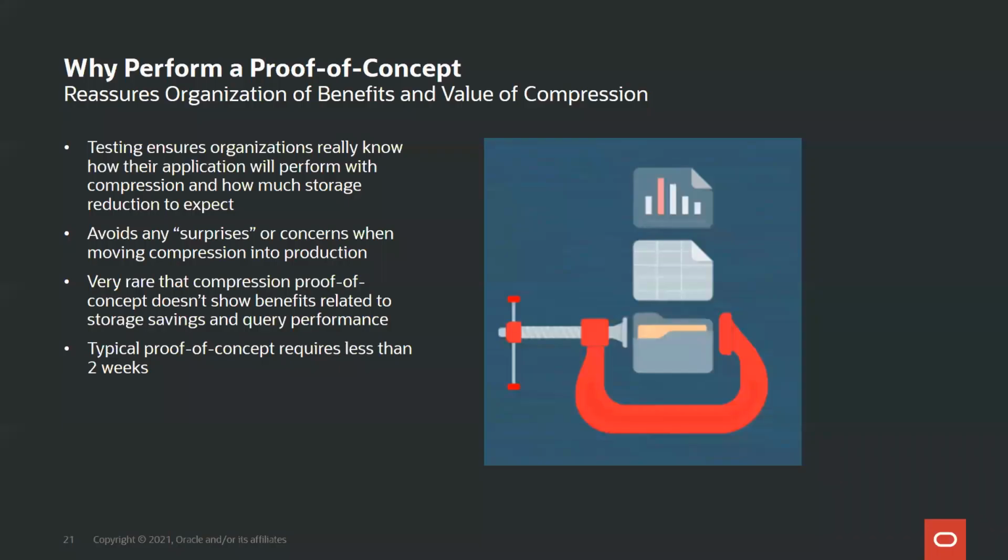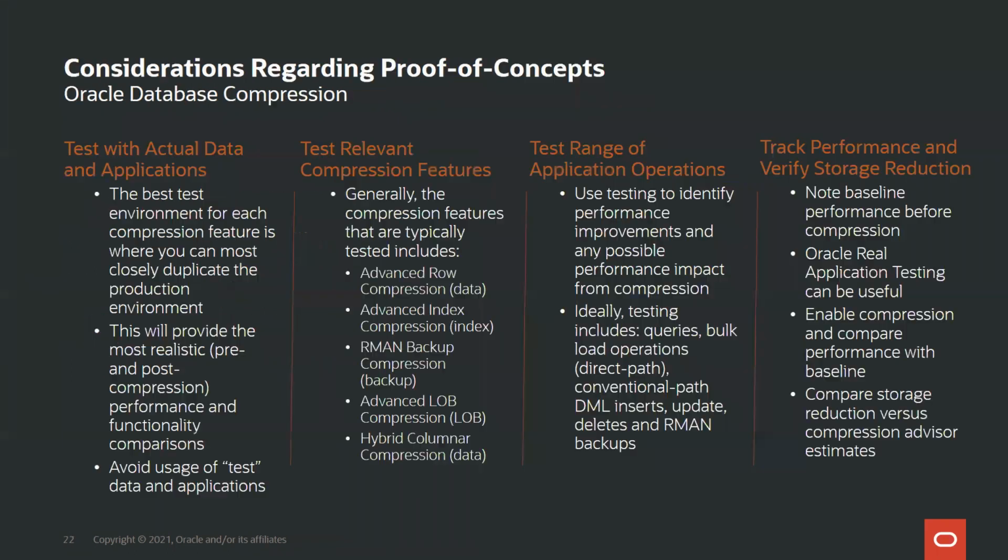To get started with compression, we usually recommend a proof of concept if possible. The reason we do this is that testing ensures that organizations will really know how their application will perform with compression and how much storage reduction to expect. It avoids any surprises or concerns when moving compression to production. It's pretty rare that a compression proof of concept doesn't go well or show benefits related to storage savings and improved performance. So it is recommended to perform a proof of concept for our compression capabilities.